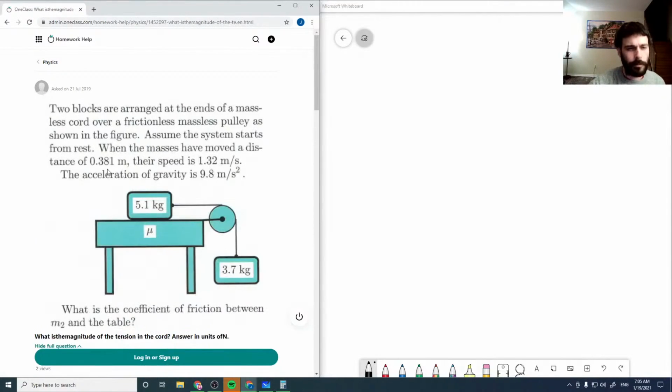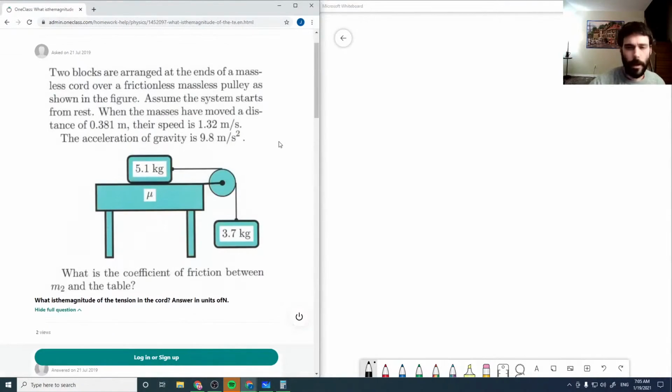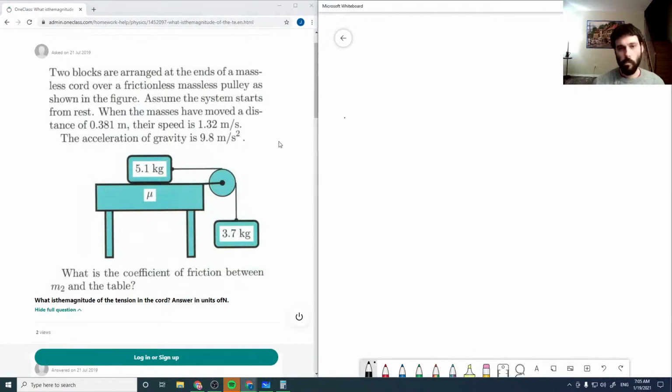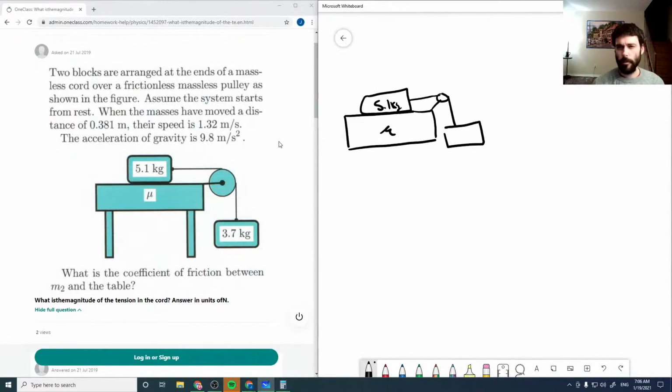All right. So for this one, we've got 2 blocks on a table, or one's on a table, I should say. Some coefficient of friction. This one is given as 5.1 kilograms, and it's on a pulley, and it's yanking down this 3.7 kilogram mass.